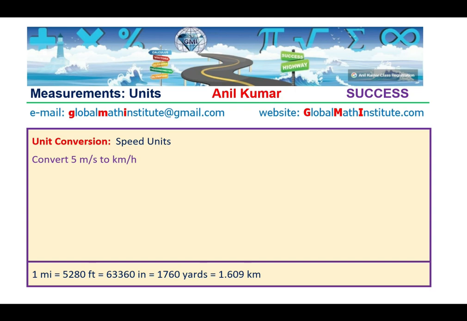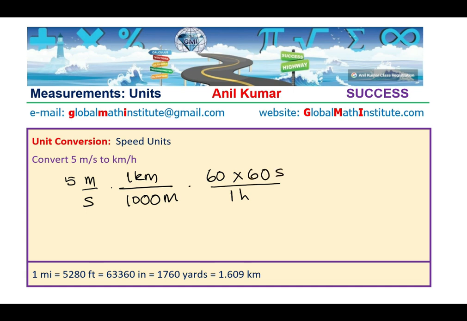Correct. So we are now at 5 meters per second. We want kilometers on the top. So 1 kilometer is equal to 1,000 meters, right? Perfect. How about hours and seconds? Well, 1 hour is 60 minutes, and 60 times 60 is seconds, right? So that is the conversion factor.